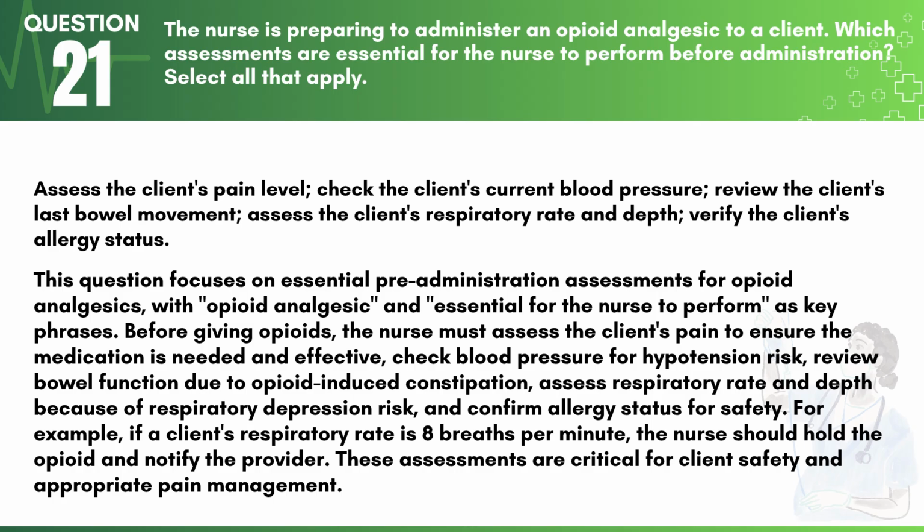Before giving opioids, the nurse must assess the client's pain to ensure the medication is needed and effective, check blood pressure for hypotension risk, review bowel function due to opioid-induced constipation, assess respiratory rate and depth because of respiratory depression risk, and confirm allergy status for safety. For example, if a client's respiratory rate is 8 breaths per minute, the nurse should hold the opioid and notify the provider. These assessments are critical for client safety and appropriate pain management.